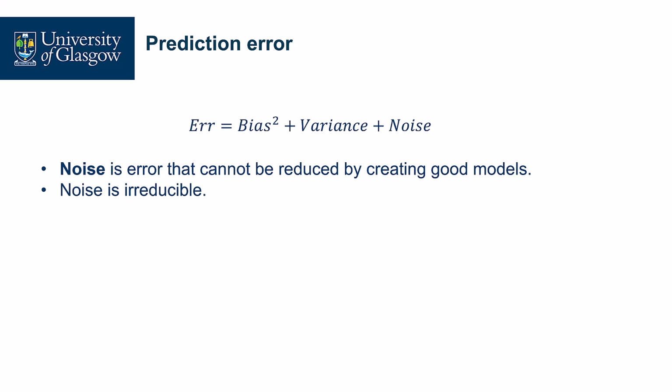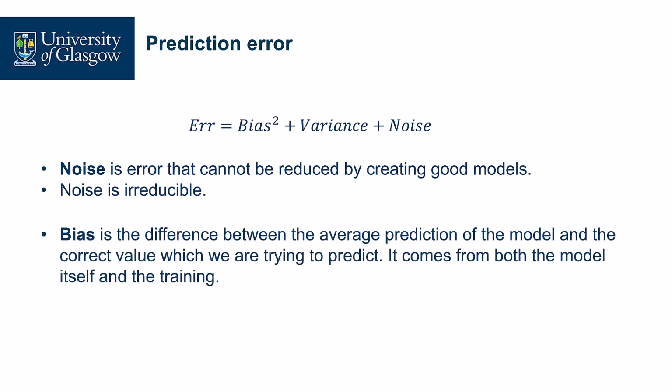But what we can do is improve the bias and the variance. Let's see the definition of them, and then we will explain in more detail. Bias, we said, is the difference between the average prediction of the model and the correct value, the real value. We call it the bias. Bias is affected by 2 factors: first, the model itself, and second, the training.